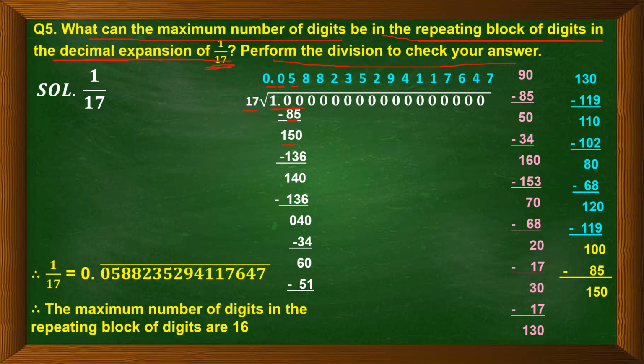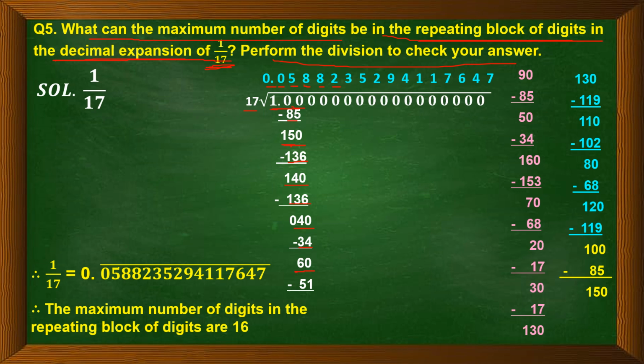Place a 0. We will have 150 now. Now 17 into 8 is 136. 150 minus 136 is 14. Place a 0. Now we have 140. 17 into 8 is again 136. 140 minus 136 is 4. Place a 0. So we have 40 now. 17 into 2 is 34. 40 minus 34 is 6.